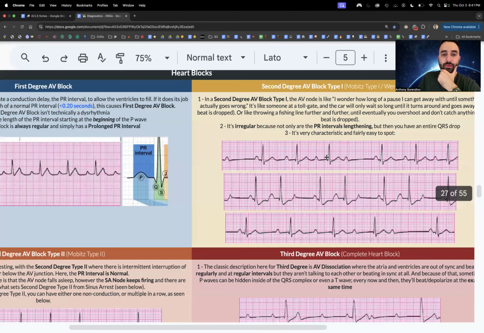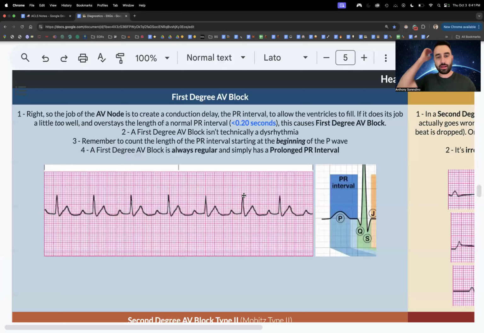All right. Heart blocks, I guess we can go over this very quickly. First degree block is just a prolonged PR interval. That should be greater than 0.2 seconds, which is a whole big box, right? Because each one is 0.04, so five of those. So you can see how big this PR interval is here. That's your first degree AV block.